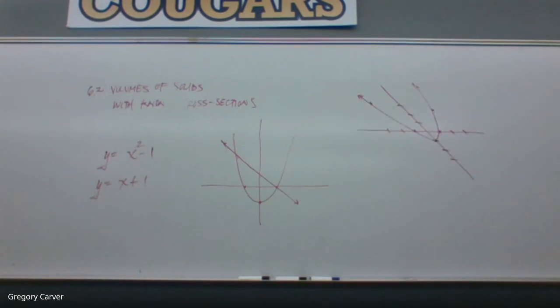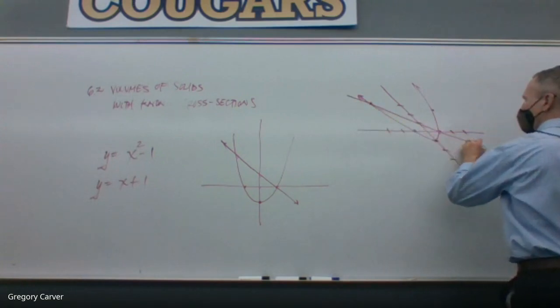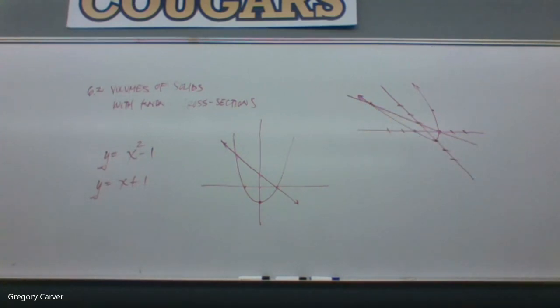Not perfect, but try to get the idea. So that's my parabola. Then I've got a straight line coming down through it. Okay. So the known cross sections come into play now. What's going to happen is I'm going to tell you what shape the cross section is, and the cross sections are going to be taken perpendicular to the x-axis.